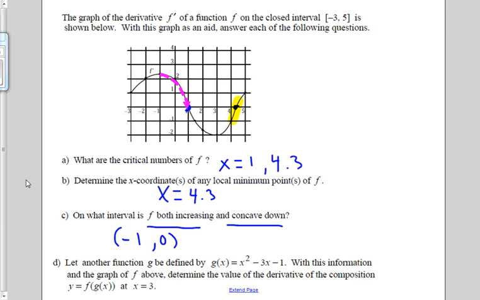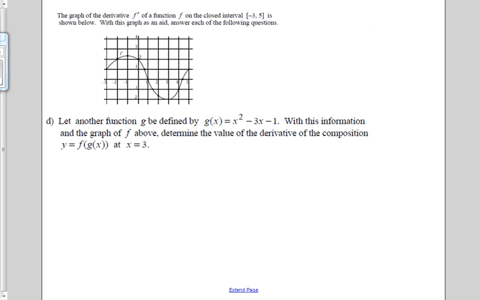All right, next question. And I'm going to go to another page on that. It says, let there be some function g of x defined here. It wants to find the derivative of f of g of x at x equals 3. Well, we know that the derivative, using the chain rule, is the derivative of f of g of x times g prime of x.